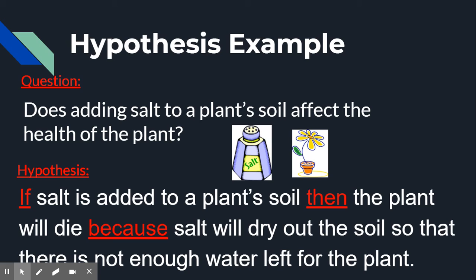And then because, I have my explanation for why I think that's going to happen, and here I wrote that the plant will die because there's not going to be enough water left in the plant because the salt's going to dry out the soil. So I have my if, my then, and my because. All right, let's take a look at one more example.